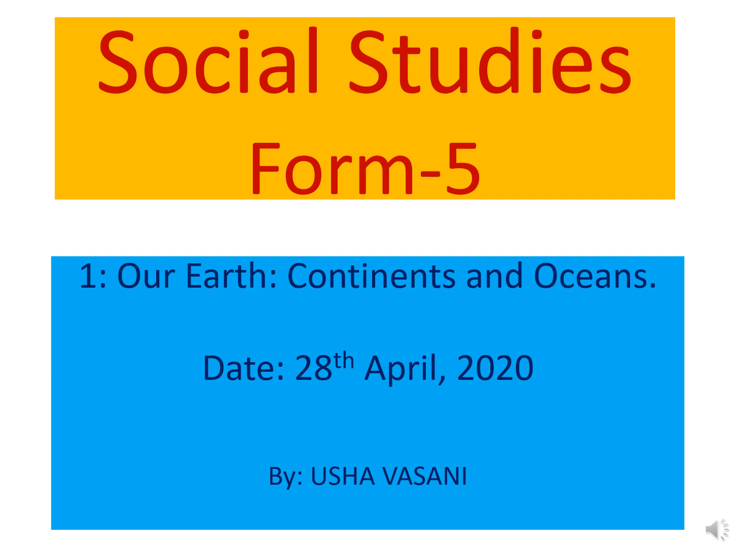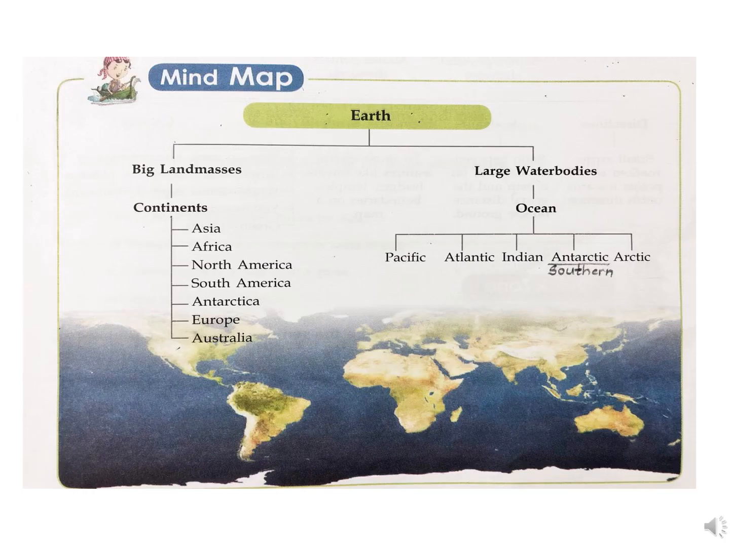Let's recap the chapter and do some retention of the content. We studied about the land masses of the Earth called continents and the large stretches of water which separates these continents called oceans. Now I want you all to draw a mind map and try to remember the names. Take a notebook and give the heading as Earth. Have a look at the slide and do it the same way in your notebook.